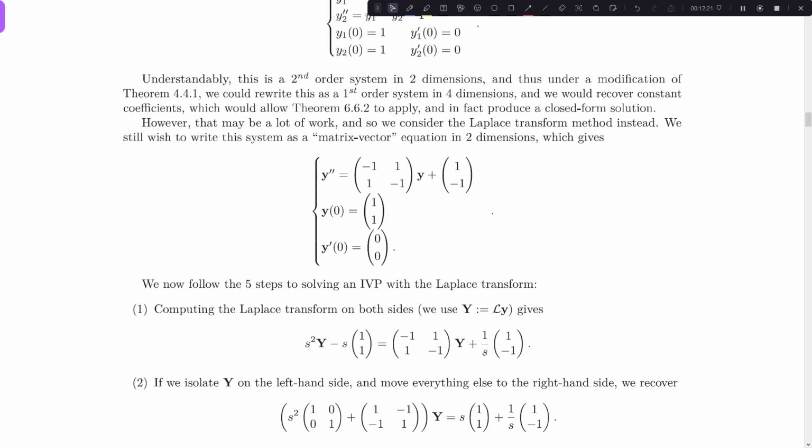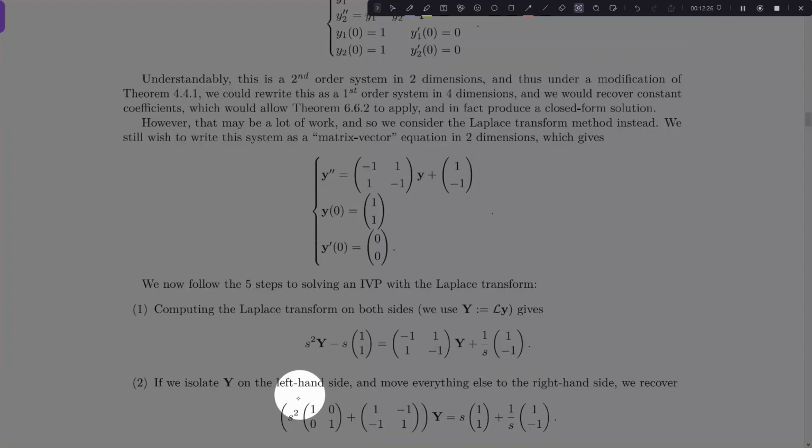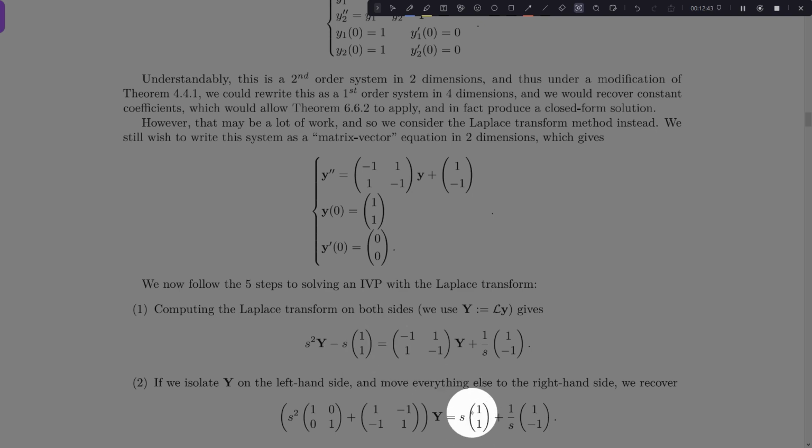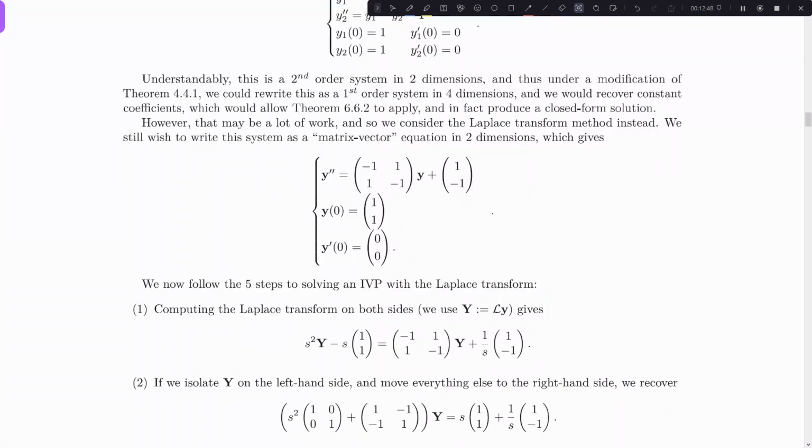I've moved everything to the left-hand side, and I also gave myself s squared times capital Y, so I gave myself an identity matrix there. Once again, there's a hidden 1 here, and I've given myself the identity matrix. No harm, because now if I distribute this matrix and that matrix, I get exactly everything with the y on the left-hand side. Then I'm going to move this term to the right-hand side. That's why I have s times the vector 1, 1 on the right-hand side. Now I've isolated y to the left-hand side and everything else to the right-hand side.